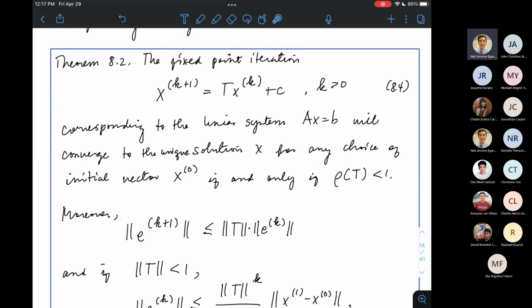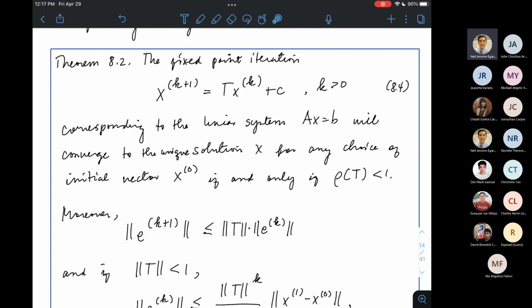So nakikita nyo yung pagiging central nung iteration matrix dun sa fixed point iteration. Kasi kapag yung spectral radius nung transition matrix o nung iteration matrix ay less than 1, sure ka na merong unique solution yung fixed point iteration.